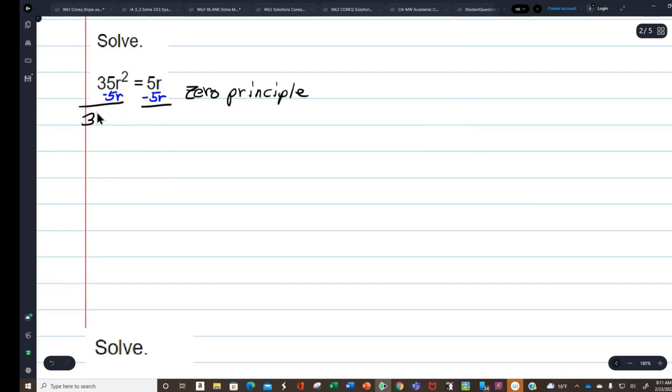We'll have 35r squared minus 5r equals 0. Then you can see right off the bat, there's a GCF. Both terms have an R, but if we break this down, we'll have 5 times 7 times R minus 5.